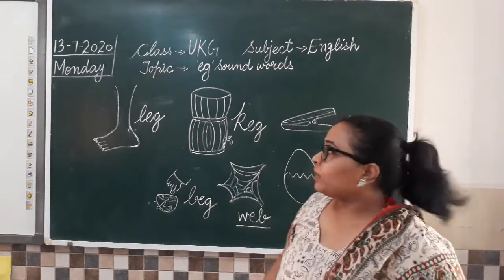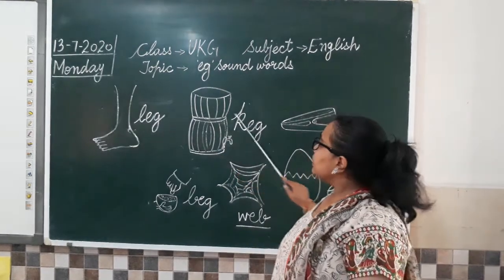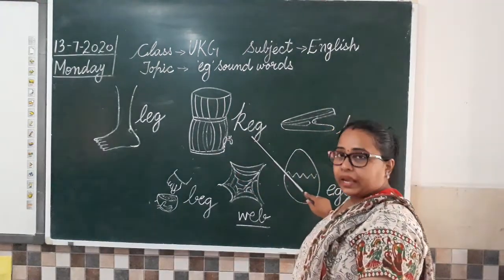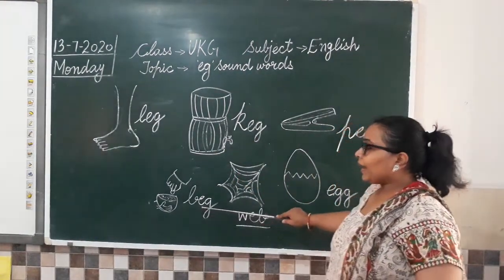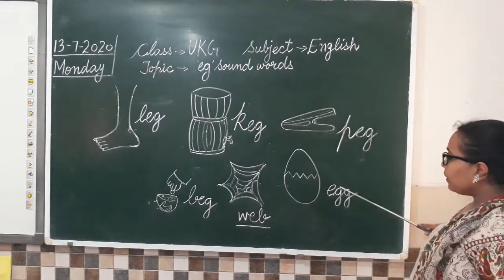So I am going to revise once more. L, egg, leg. K, egg, keg. B, egg, bed. P, egg, peg.